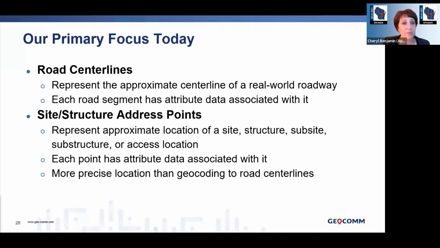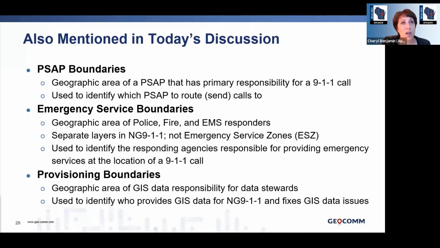The other layers we'll talk about today will be the PSAP boundaries. And those are the geographic area of where a PSAP has primary responsibility for a 911 call. The emergency service boundaries, again, your police, fire, and EMS. For those who've worked with emergency service zones, which are the unique combination of those 3, this is different. In version 1 of the GIS data model, these are separate layers to be able to do that point and polygon drill down. And then we're also going to be talking about the provisioning boundaries. And this, think of it like a geofence. It's a geographic area of whoever is responsible for the GIS data within that boundary.